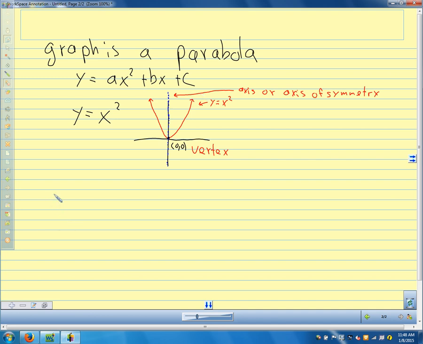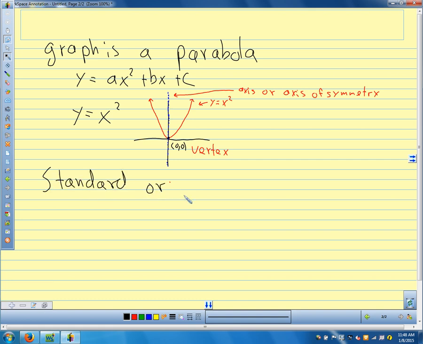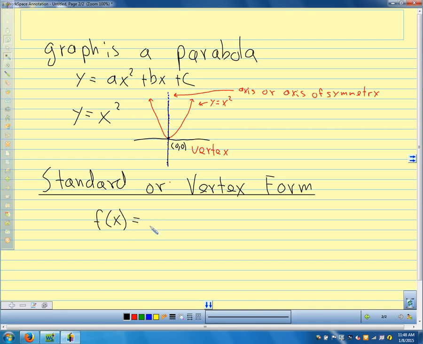So what we want to do in that situation is look at what we call the standard form, or the book calls it standard form. We'll normally call it the vertex form. You'll usually hear it referred to as vertex form, but our book calls it the standard form. So we want to be able to write this in a form that gives us some more information about our parabola. So our standard or vertex form is going to look like this: f of x equals a times x minus h squared plus k.